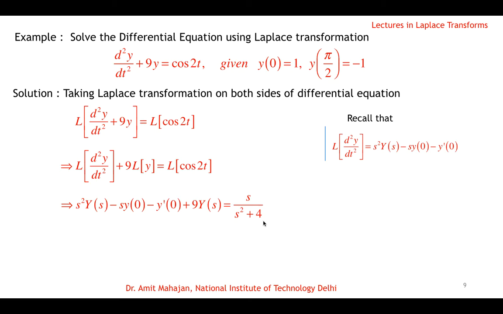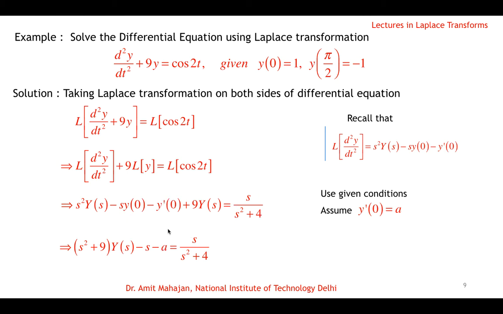Use whatever initial conditions are given. We are given y(0) is equal to 1, so we substitute it here. The y derivative at 0 is not given, so let us assume that y dash 0 is equal to some number, say a. So we put y dash 0 as a here. Combine the Y(s) terms, so s square plus 9 times Y(s), y(0) is 1, so minus s minus a is equal to s over s square plus 4.